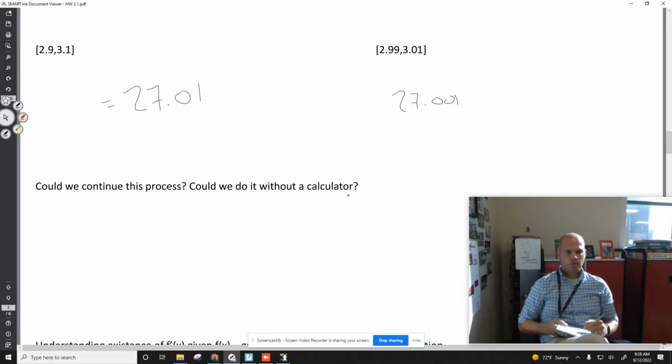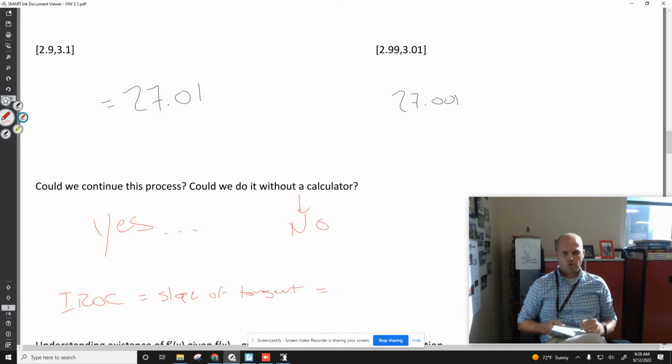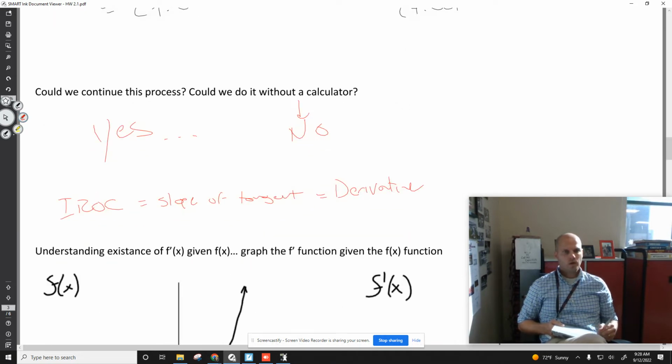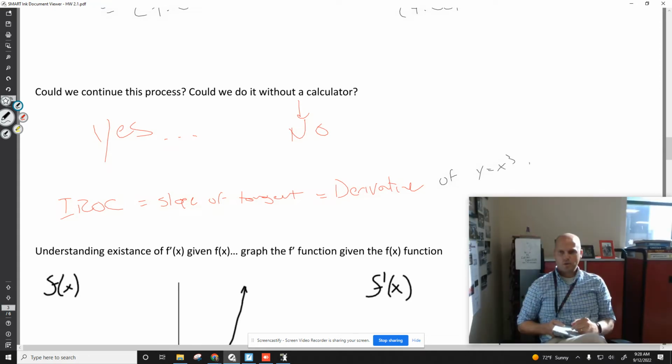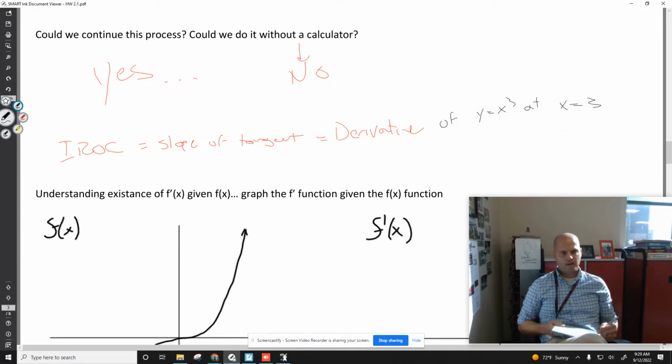So could we continue this process? Yes. Could we do it without a calculator? No. What do we think the instantaneous rate of change, or the slope of the tangent, or the derivative of y equals x cubed at x equals 3 is? Using my calculator, I'm assuming it's going to be 27.